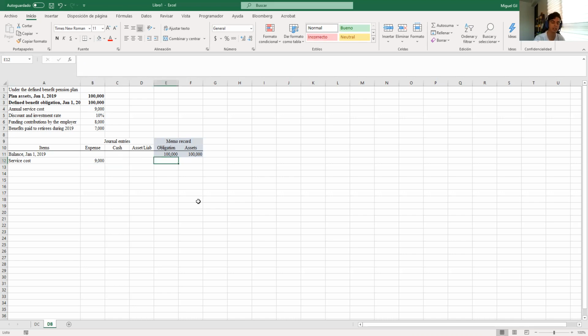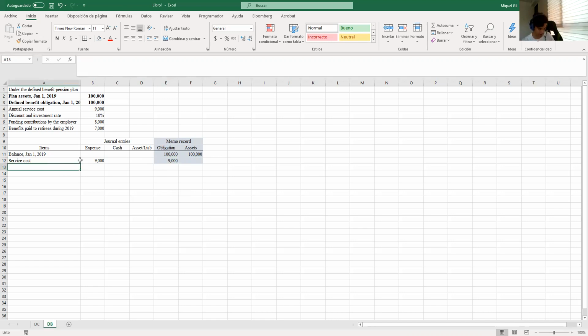What happens is that your obligation increases because now you have to pay for that fee too. It's like a more liability in the fund, right? So now the obligation increases. This service cost or this service fee is not paid in cash. Instead, it's reported as an obligation in here.